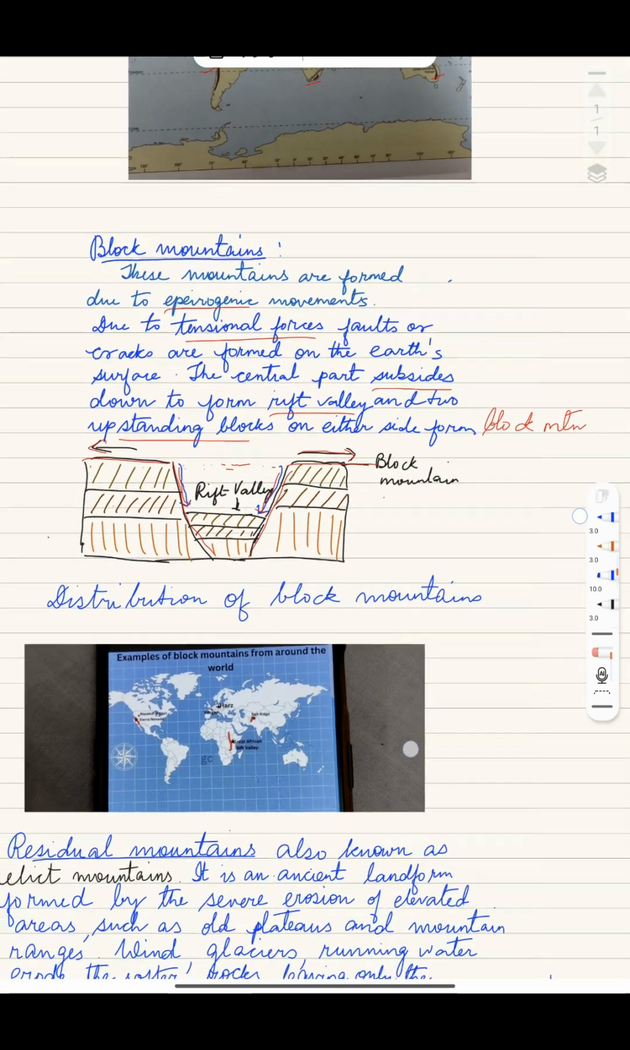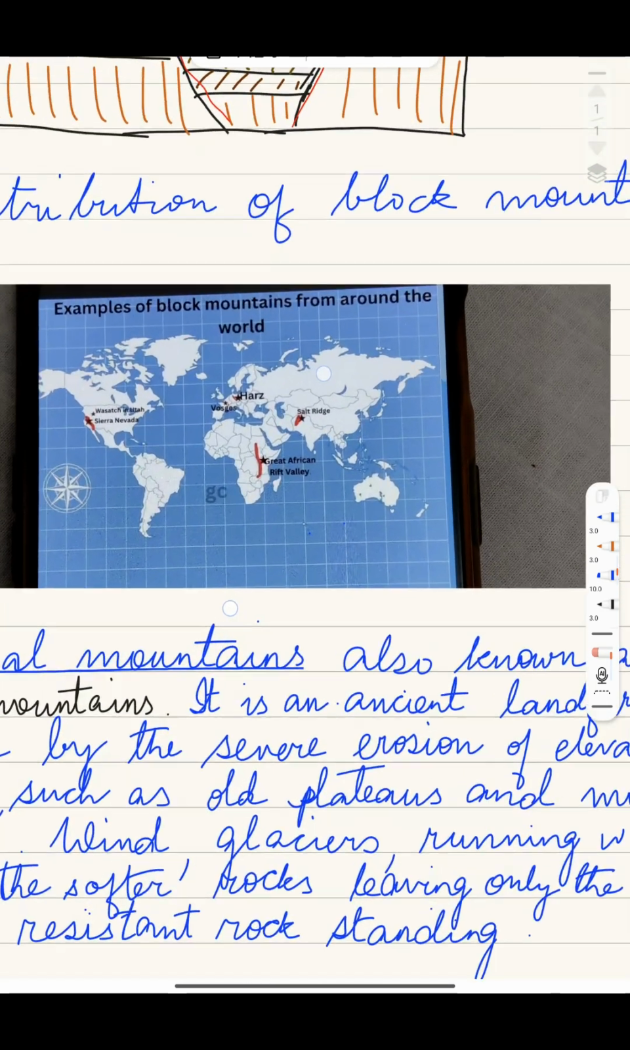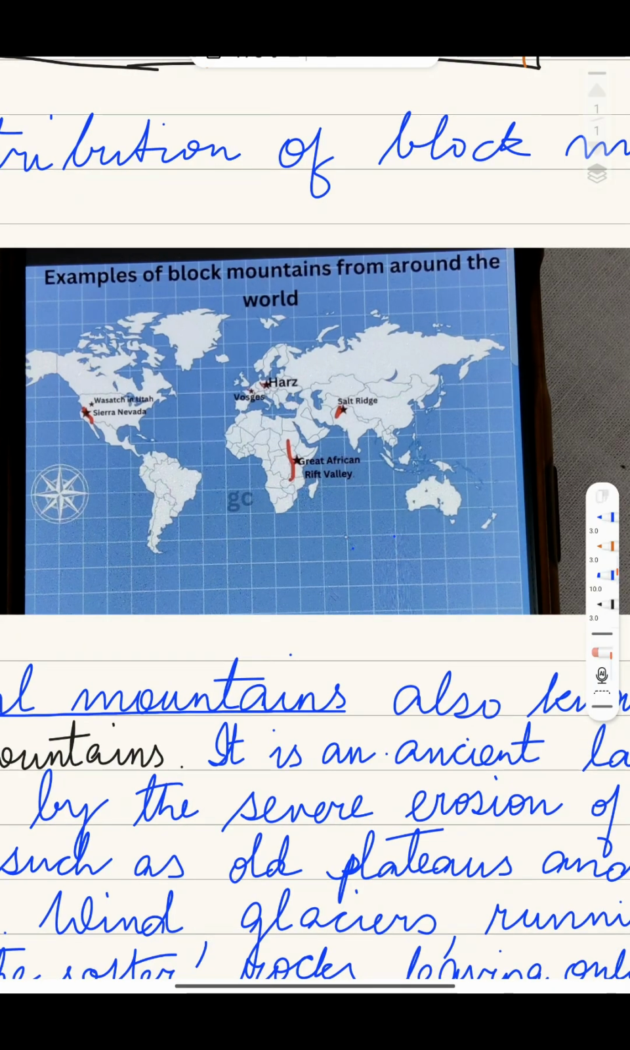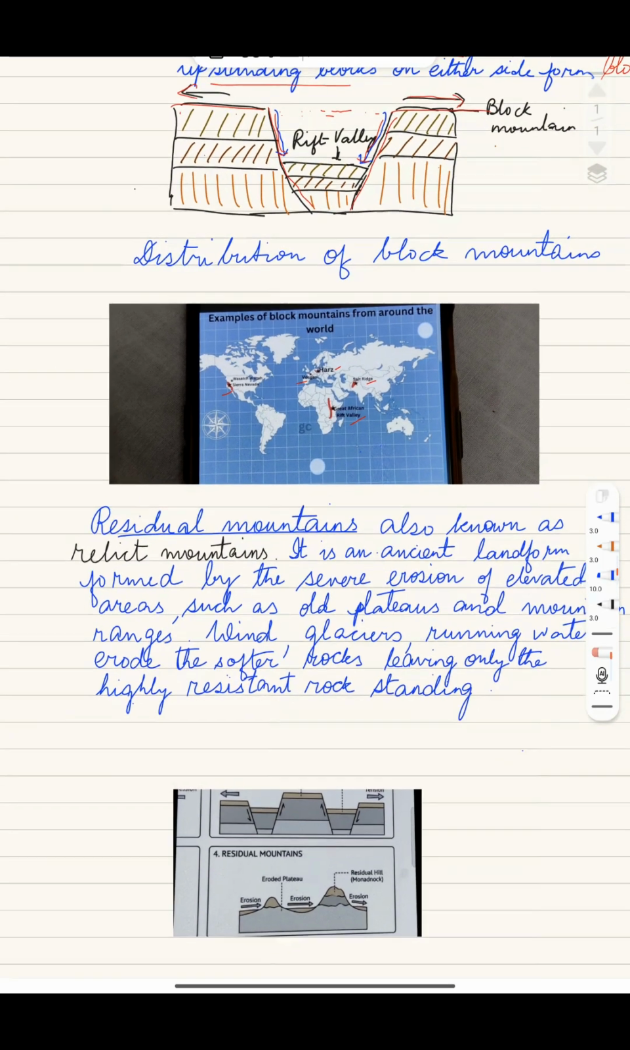Now, distribution of block mountain, children, you can see Sierra Nevada in North America, Harz, Vosges in Europe, Salt Range in Asia, it's in Pakistan, and Great African Rift Valley in Africa.